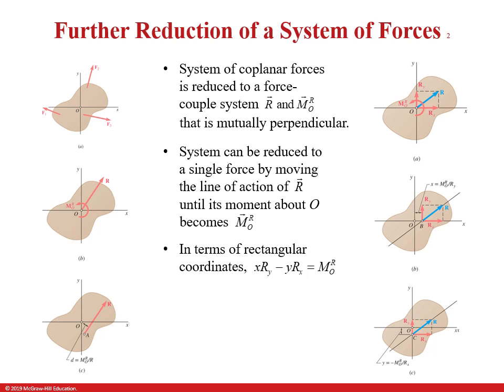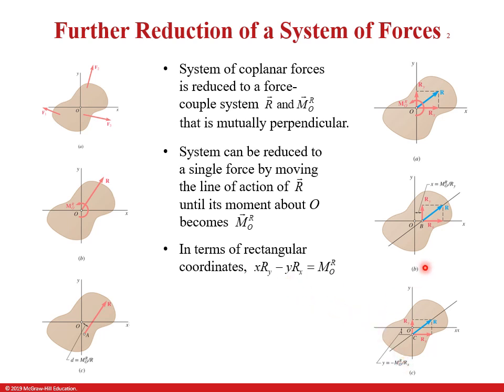Here's rectangular coordinates. So again, you can see a vector R can be broken into a Y and an X component and a resulting moment from that. If you take that now and move it a distance X, now you've repositioned that vector. You can see here the Y distance is now this original moment divided by Rx.